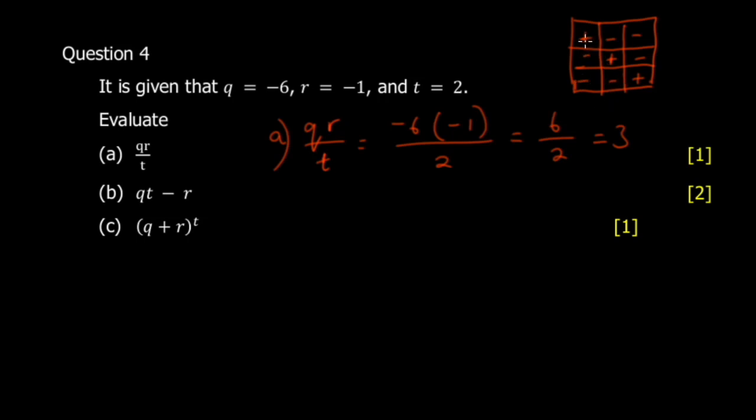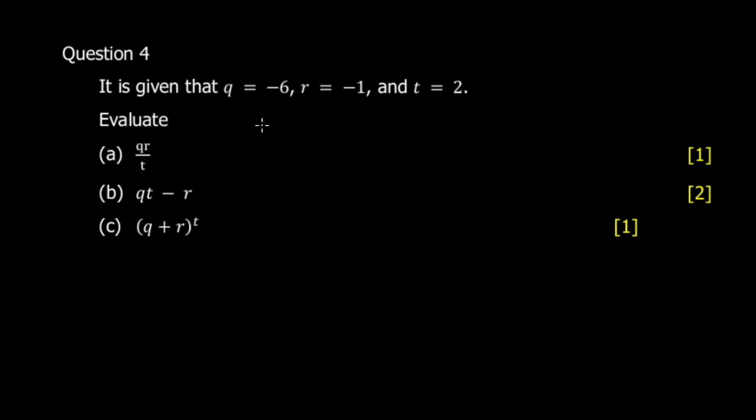But essentially, when you have negative and negative, you get positive. Negative, negative, you get positive. So that's the essence of the magic square. So that's it, and you get 3. 3 is your answer. And let's move quickly to the second part.